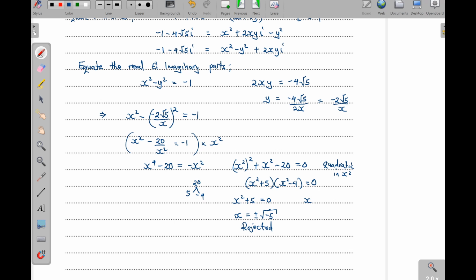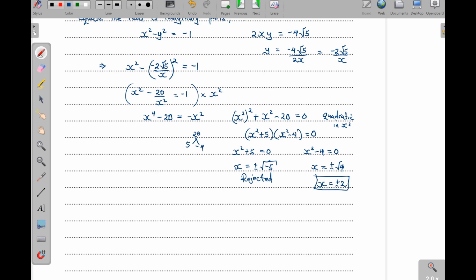Then we shall take this one here, x squared minus 4 is equal to 0. So x squared is equal to 4, x shall be equal to plus or minus the square root of 4, which is actually plus or minus 2. Now, for each of the values of x, then we can get the ones of y. So for x equal to positive 2, then y is going to be equal to, substitute here, negative 2 root 5 over 2, and that one will be negative root 5.